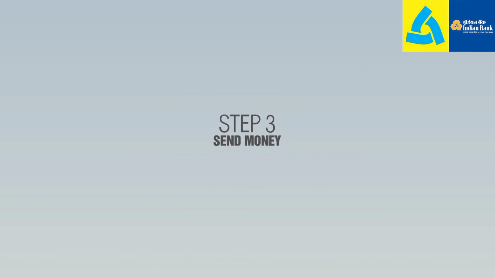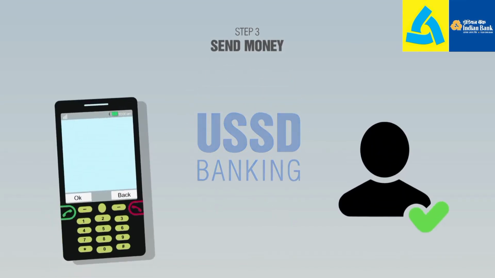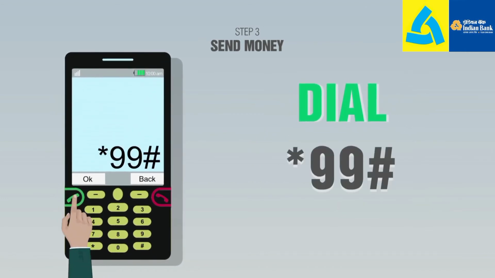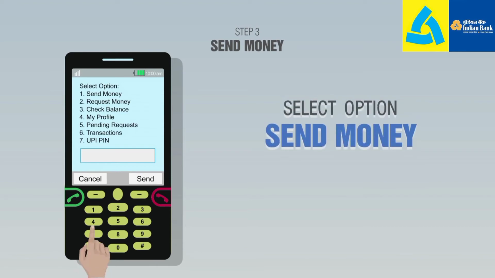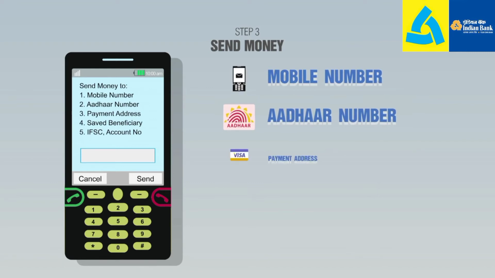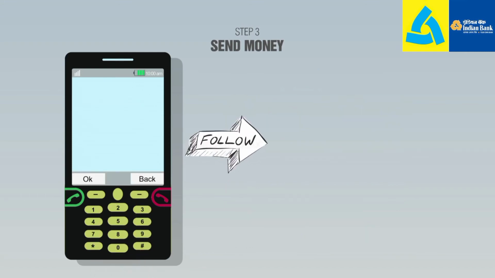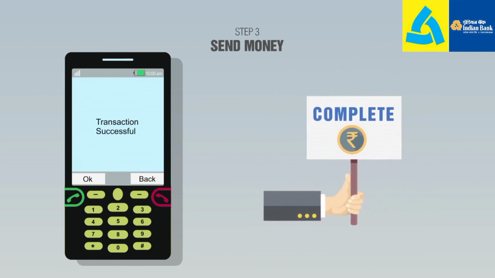Step 3. Send money through USSD banking. Once you have registered your UPI, please dial *99# for a quick menu display. Please select the option number to send money and press send. Next, a menu is displayed with options for sending the money. Please select your preferred option number and press send. Please follow the subsequent instructions and complete the transaction.